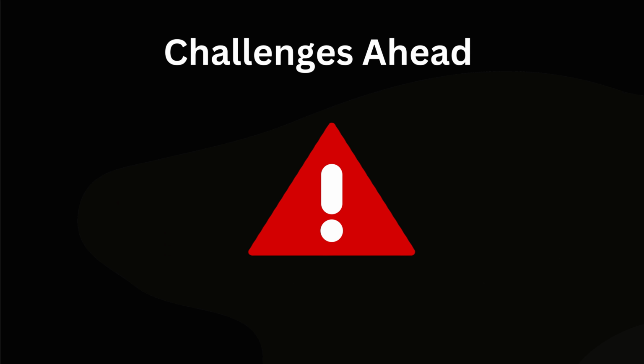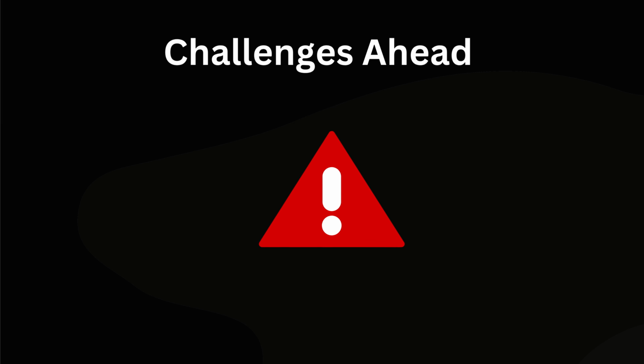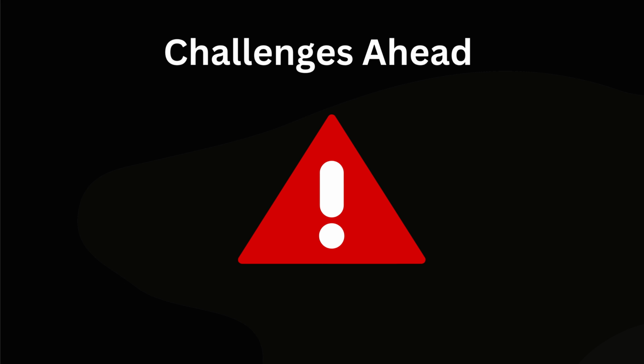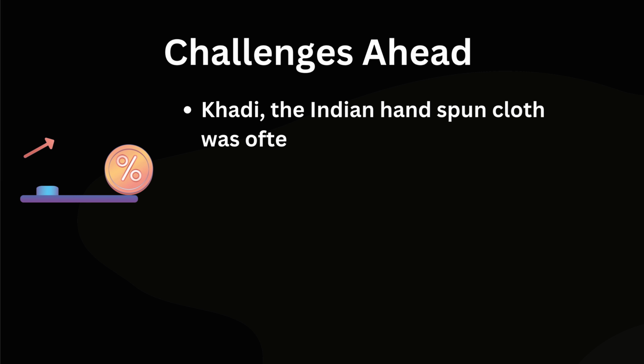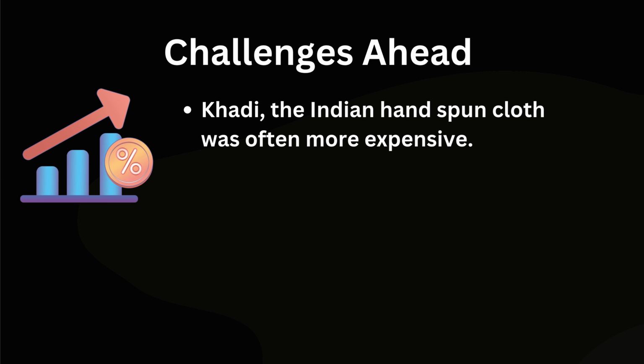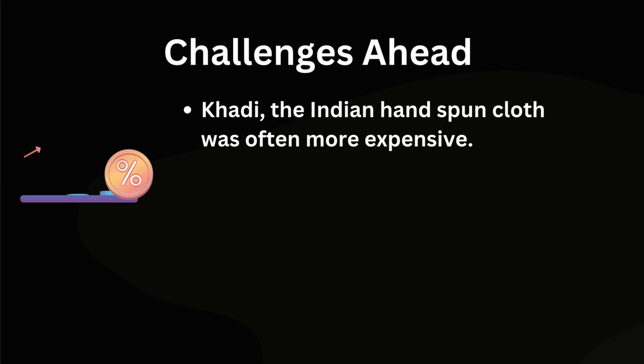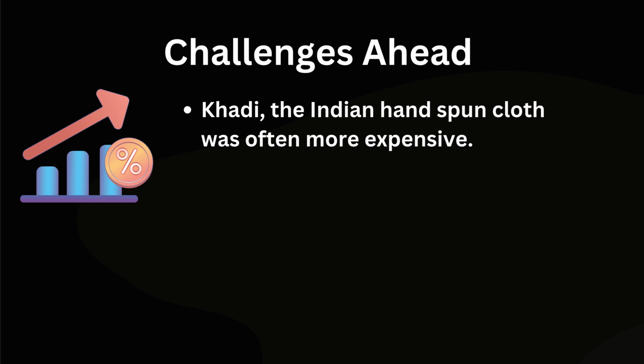While the non-cooperation movement started strong in cities, it could not sustain itself for long because of practical challenges, especially for the poor and working classes. The initial excitement died down eventually. Khadi, which was the Indian hand-spun cloth, was often more expensive than the mass-produced British mill cloth, and poor people could not afford to buy it, so they couldn't boycott mill cloth for too long.